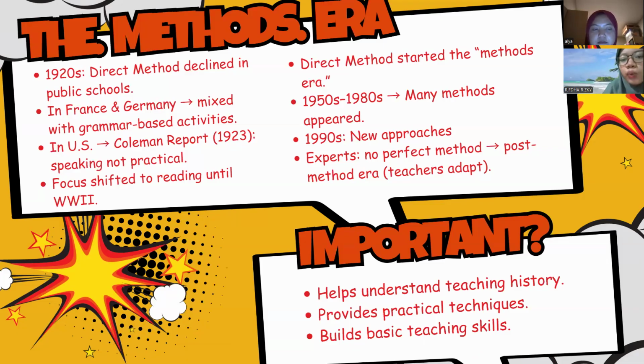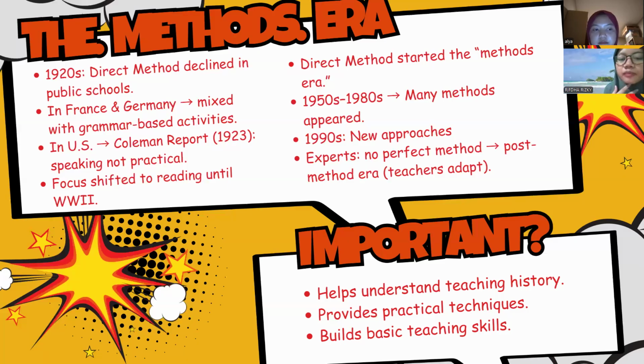So the teachers started to combine the direct method techniques with grammar practice to make it more realistic. And then the last is in the US. It said that the Coleman report in 1923 found speaking not practical. The report said that conversation skills were not practical to teach because time was limited, teachers were not skilled enough, and most students didn't really need speaking ability.